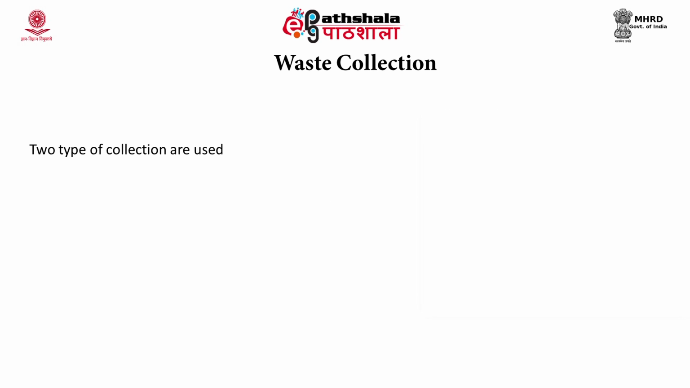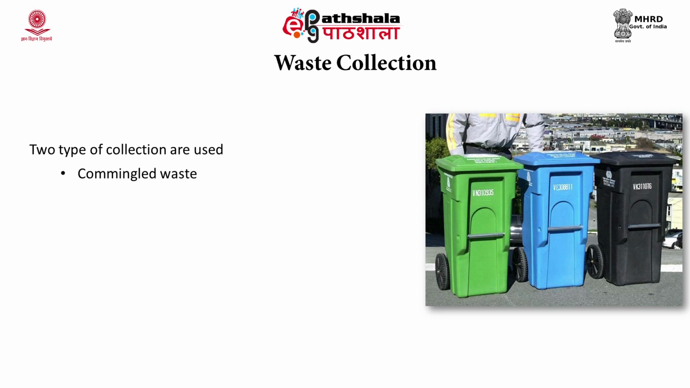Now, collection can be of two different types based on the source of waste. One type is called commingled waste. Commingled waste is also called municipal waste, which involves a mixture of residential waste, commercial waste and industrial waste. To be specific, there is no segregation of recyclables and biodegradables. Everything put together in one bag is called commingled waste.